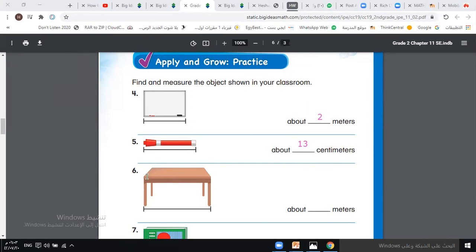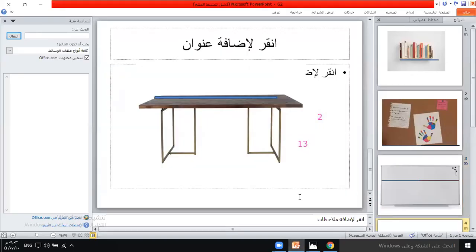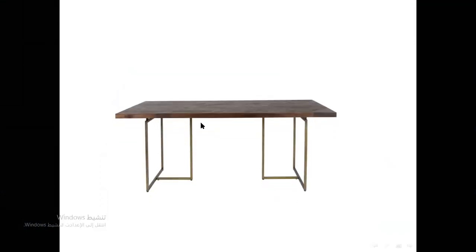Now let's answer number 6. Number 6, if we have a real table, this table about how many meters? I'll show you a table, grade 2, and let's find how many meters it is, okay? Okay, can you see this table? Now let's find how many meters. This is the table. Let's use a meter stick to get the length of the table.